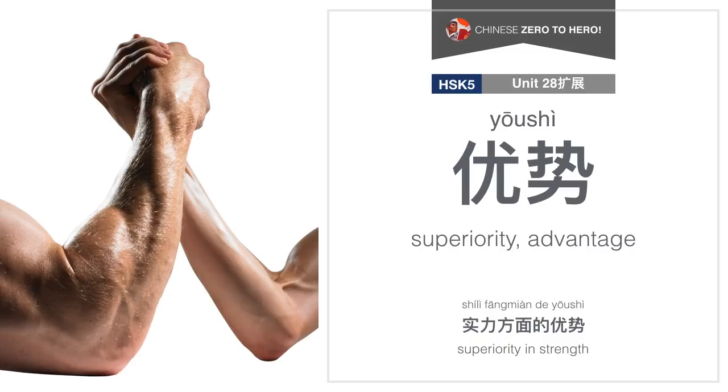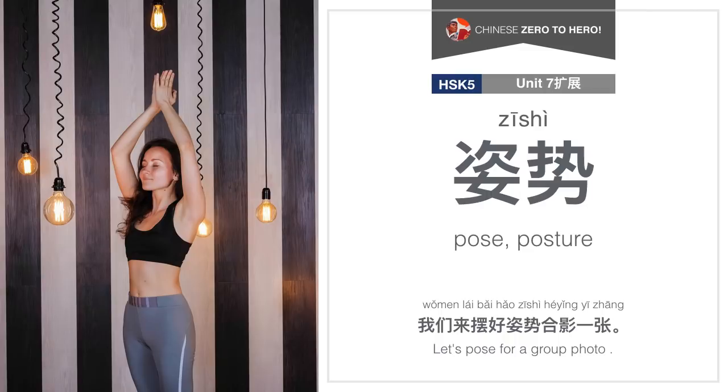In HSK 5, we also learned the word 优势, meaning superiority or advantage. 实力方面的优势, superiority in strength. In HSK 5, we also learned the word 姿势, meaning pose or posture. 我们来摆好姿势合影一张. Let's pose for a group photo.